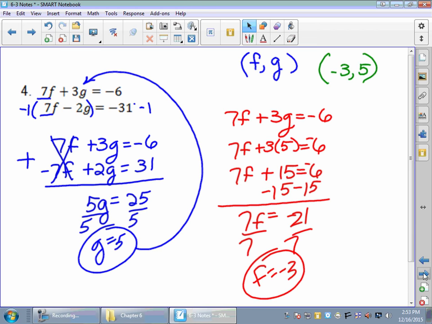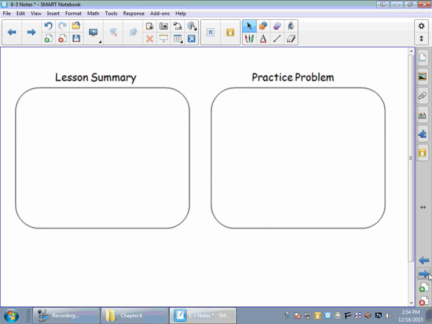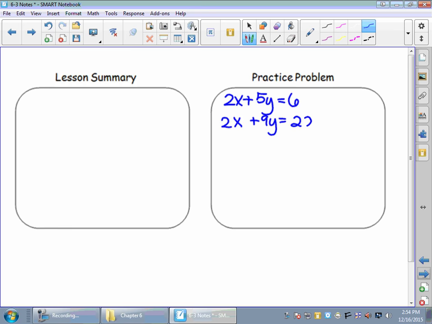All right. So if you want to do the above example for some extra practice, we'd be happy to correct that for you. We're now at that point where you're going to do a lesson summary, and then go ahead and finish your lesson summary, and your practice problem for the night is 2x plus 5y equals 6, and 2x plus 9y is equal to 22. Good luck.